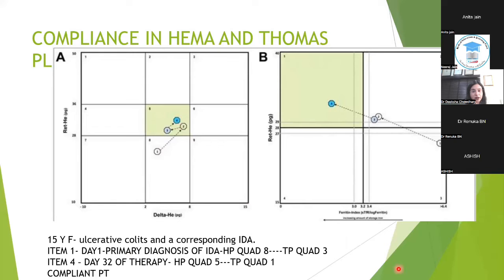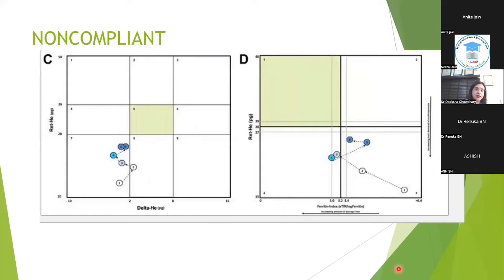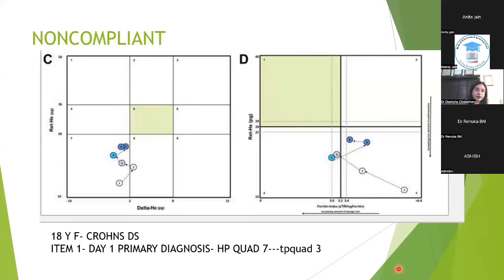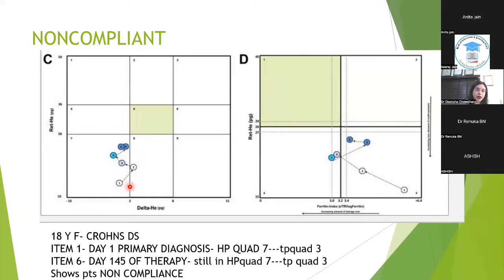This proved that the patient was compliant, as compared to this patient, an 18-year female with Crohn's disease. Day 1 of diagnosis, the patient was here in quadrant 7, and after 145 days of therapy, again the patient was seen in the same quadrant, that is the delta HE as well as the ret HE were very low. So this was a case of a non-compliant patient.